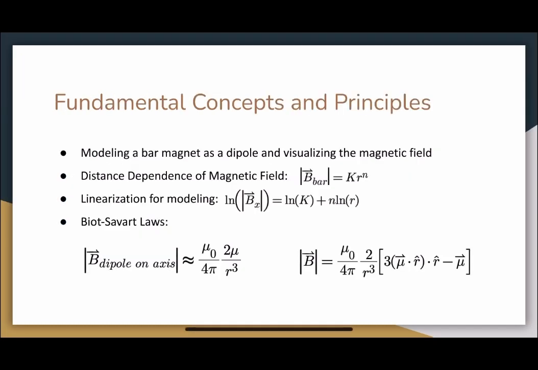The fundamental concepts and principles in this lab are modeling a bar magnet as a dipole and visualizing the magnetic field, the distance dependence of the magnetic field, which is found by the formula k r to the nth power, linearization for modeling, which is important for graphing and data, and also the Biot-Savart law.